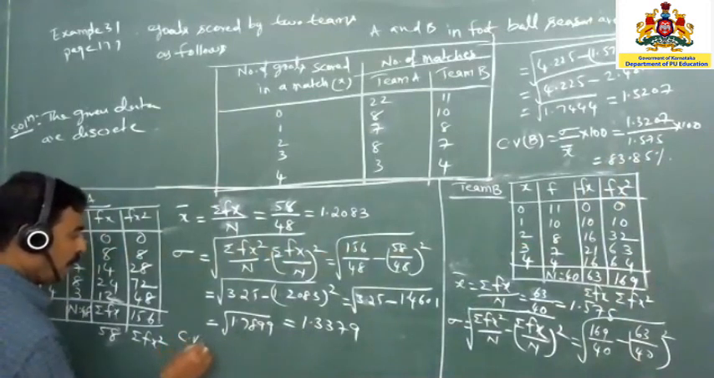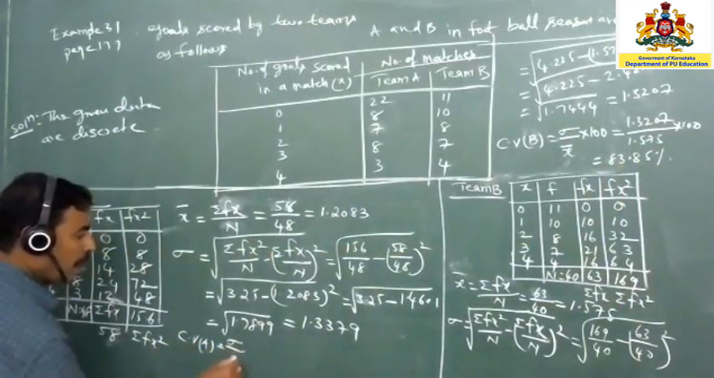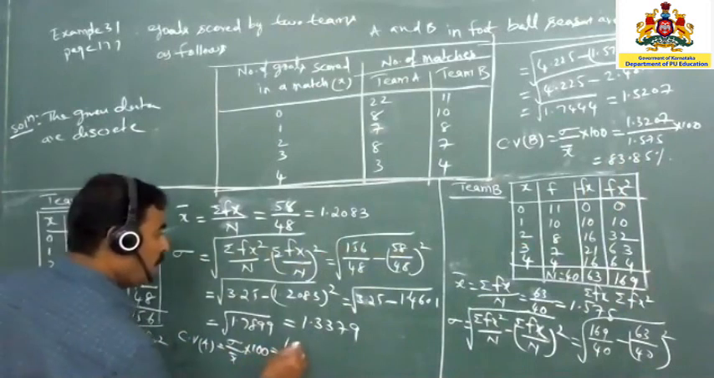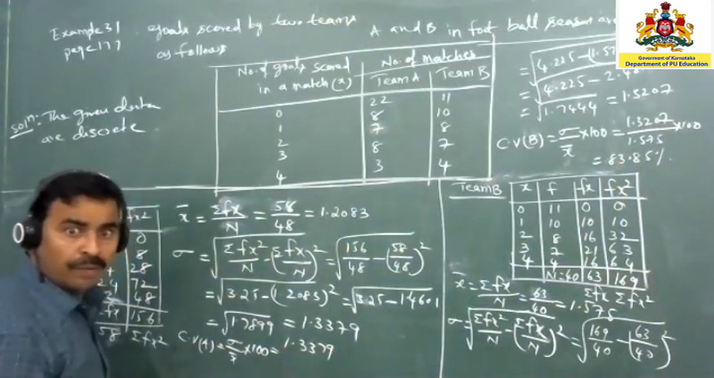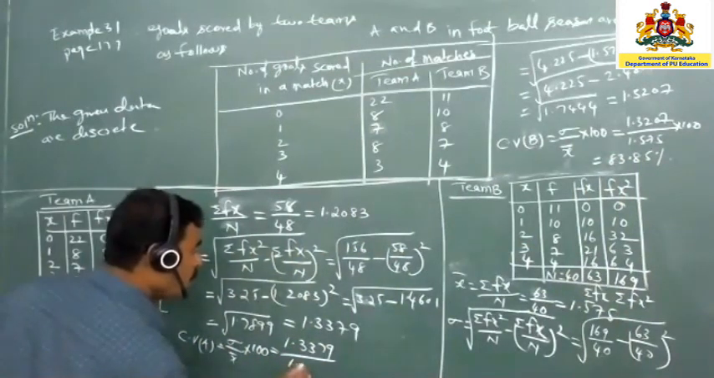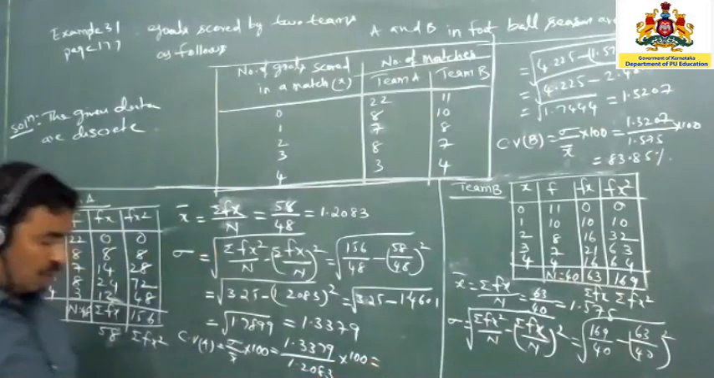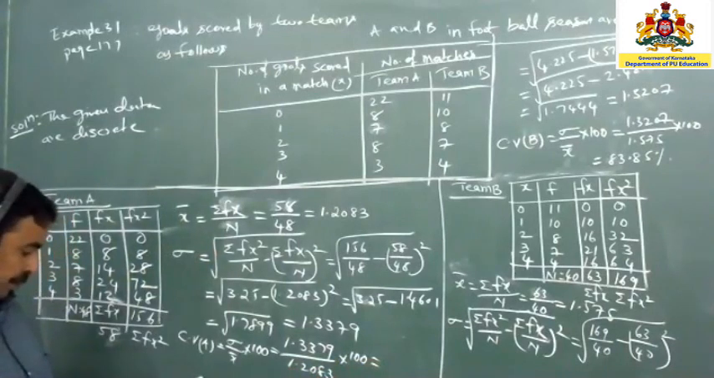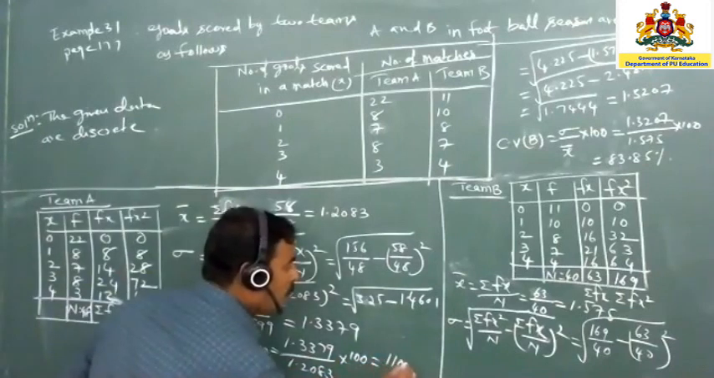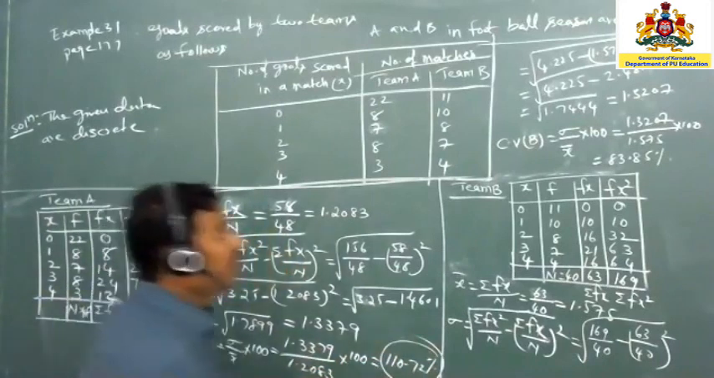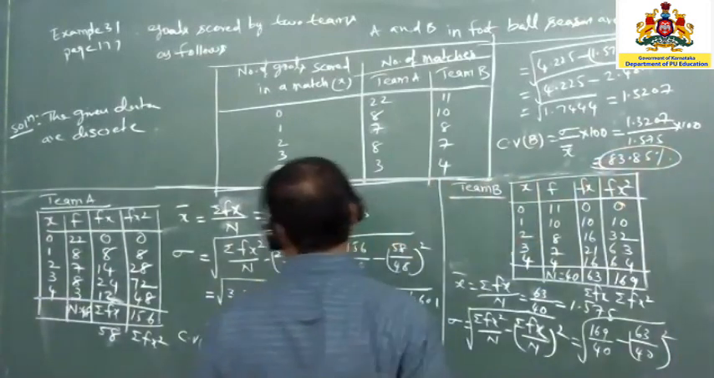So CV of A equal to sigma by x bar into 100. Sigma is 1.3379, 1.3379 by x bar is 1.2083 into 100, equal to answer is 110.72%. Final answers are CV of A and CV of B.